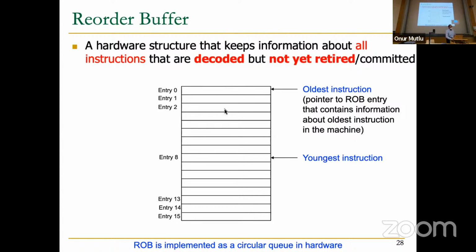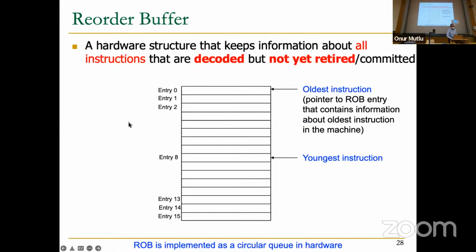And this is what the reorder buffer looks like. As I said, it's a circular queue in hardware. You have some number of entries. It could be 16 entries. Existing systems actually have hundreds of entries. And you have two pointers. One pointer is to the oldest instruction. This is the pointer to the reorder buffer entry that contains information about the oldest instruction in the machine that has not yet updated the architectural register state. And another pointer points to the youngest instruction, or the next instruction to allocate, let's say. So in this particular case, some part of the reorder buffer is empty, not allocated.